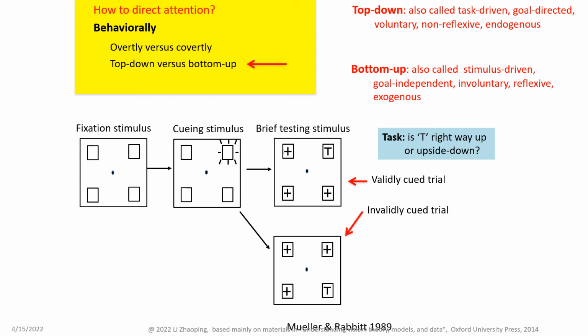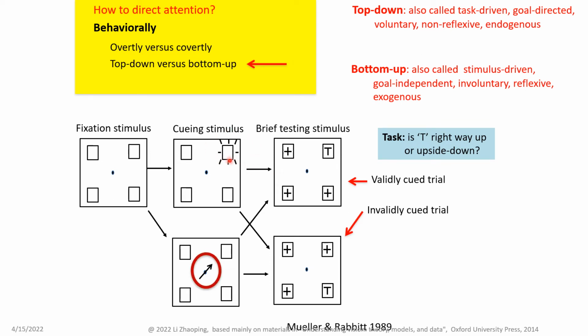Otherwise, it is an invalidly cued trial. We can also cue in another way. Instead of a flash at a box, we can use an arrow at the fixation point, pointing to a box.